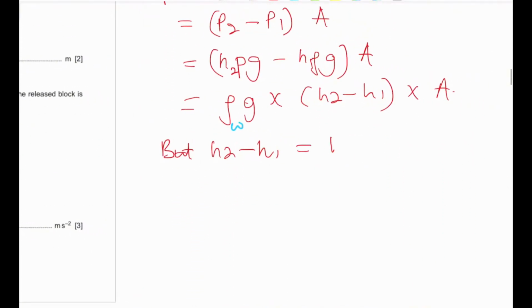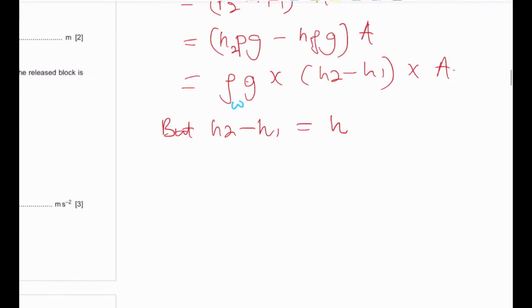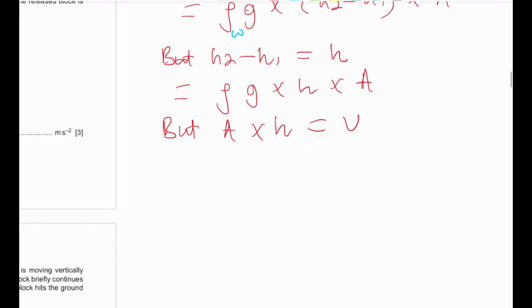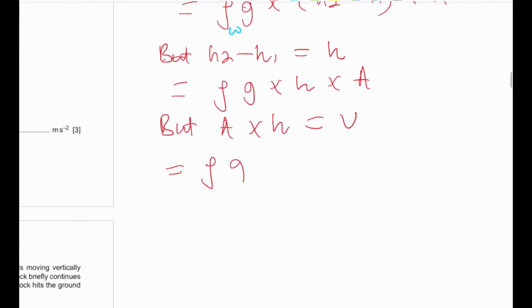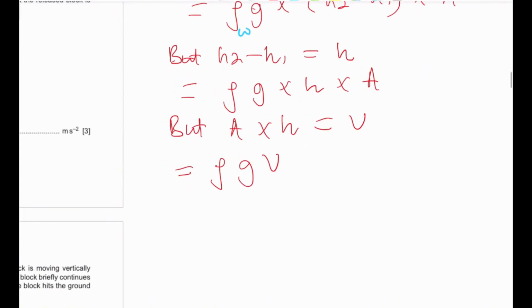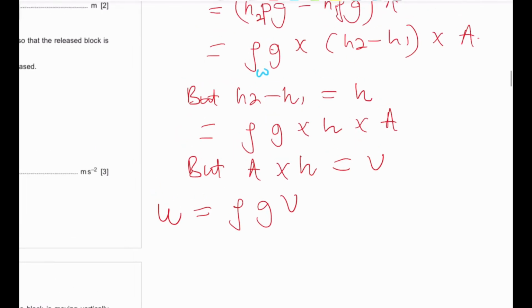H2 minus H1 is just the height of the object that you displace. So it's rho G times H times A, okay? But the area multiplied by the height is equivalent to the volume. So this gives us rho G V. So your upthrust will be equivalent to the density of the water, multiplied by G, multiplied by the volume of the substance, okay?